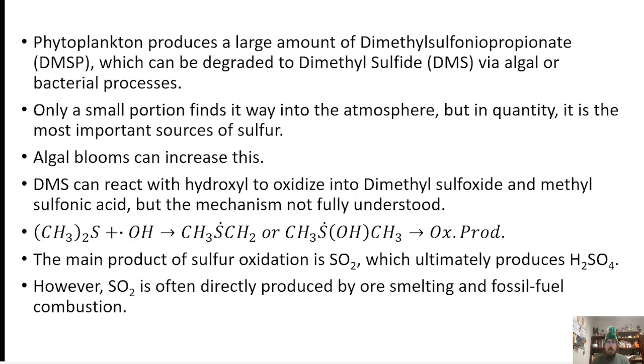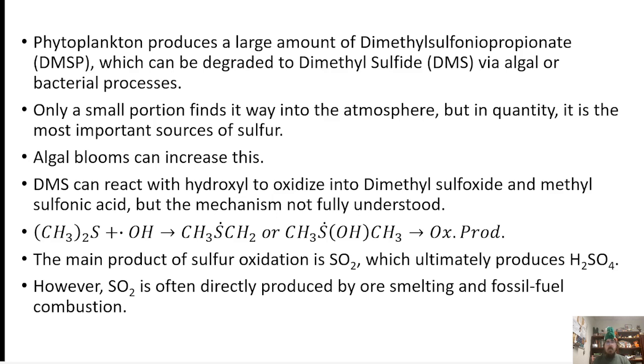Now, how do we get these sulfur compounds? It's largely coming from things like phytoplankton. They produce a large amount of dimethylsulfonylpropionate, DMSP, which will be degraded to form our dimethyl sulfide via algal or bacterial processes. So the phytoplankton produces a big complicated sulfur molecule that decomposes and gets degraded through digestion to DMS.